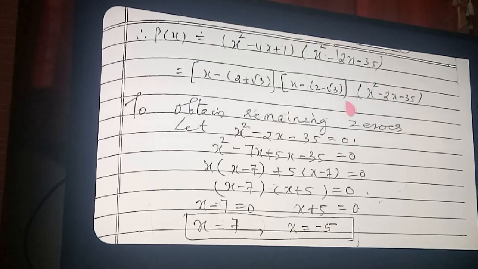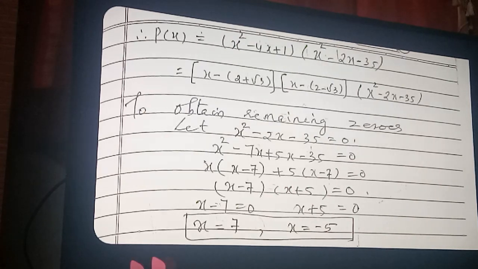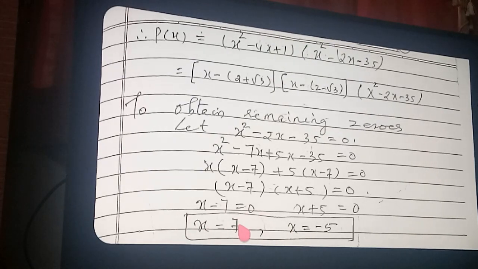That means to obtain the remaining zeros, let x square minus 2x minus 35 equal to 0. So factorize it. Which are the factors? x minus 7 and x plus 5 are the factors. Therefore, x minus 7 equal to 0 and x plus 5 equal to 0. Therefore, the zeros are x is equal to 7 and x is equal to minus 5.